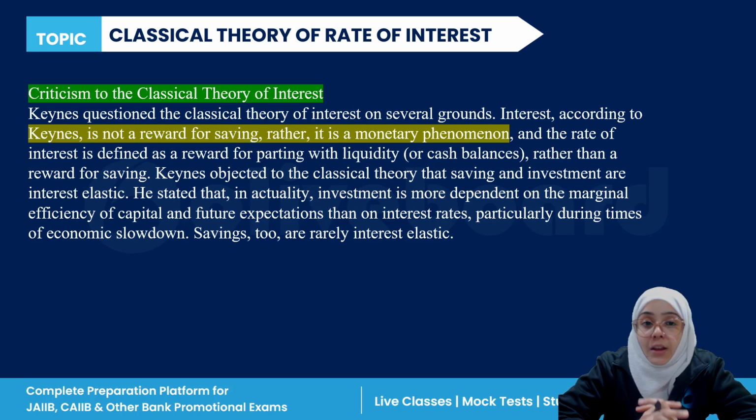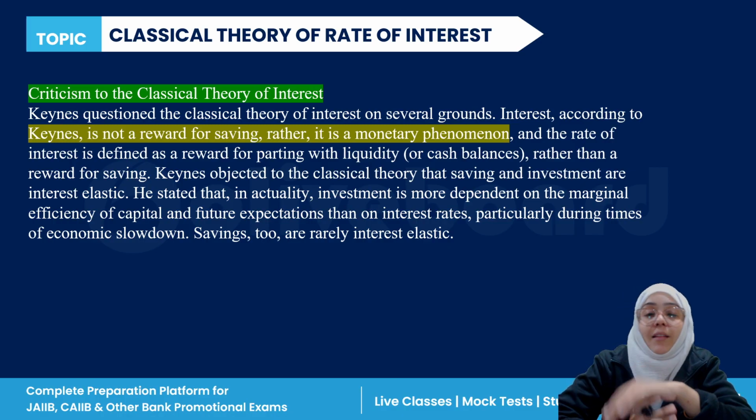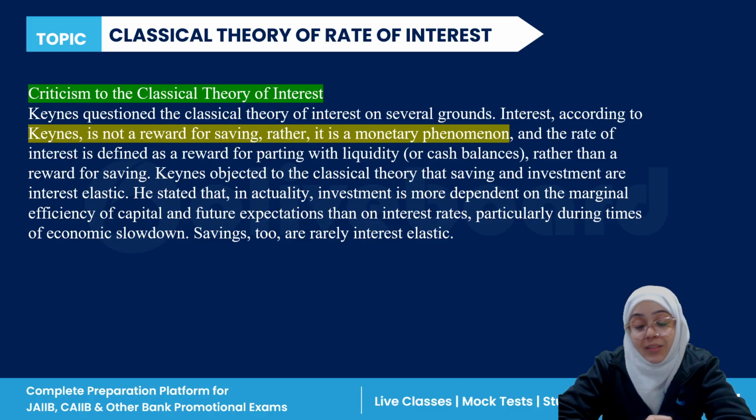So the criticism of the classical theory of interest is given by Keynes, because Keynes says that it is a monetary phenomenon rather than a real phenomenon, right? Very important: the classical theory of interest and the criticism of it that has been given by John Maynard Keynes, right?